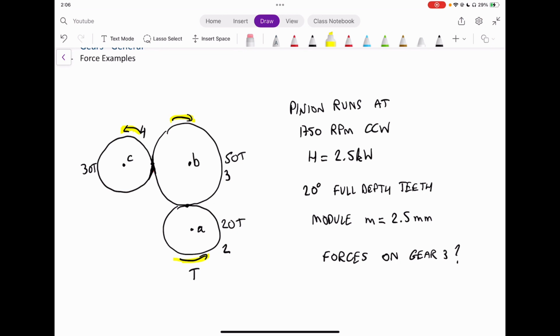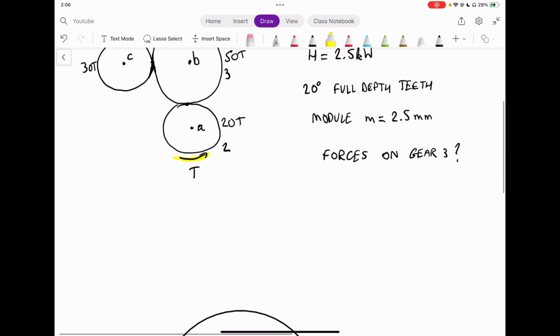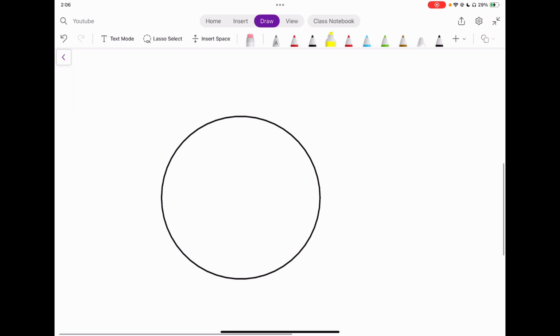First things first, sometimes in these problems you're going to have to start with a free body diagram of gear 2 or the pinion. In this case, we're going to come up with a free body diagram of gear 3 directly. And if we need anything from gear 2, we'll solve it as we go along. So we're going to draw a free body diagram of gear 3, and I've imported a circle here so that we can have this gear.